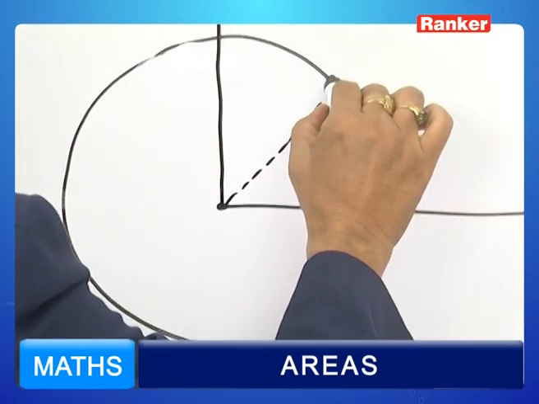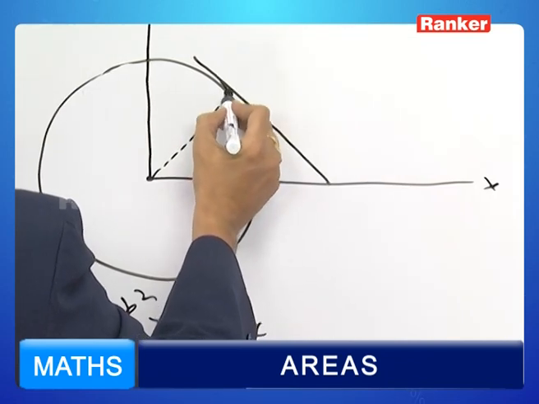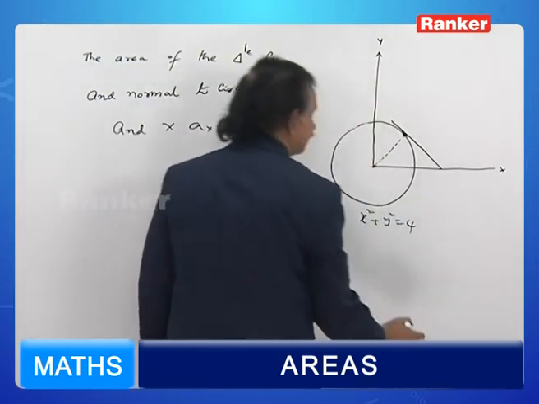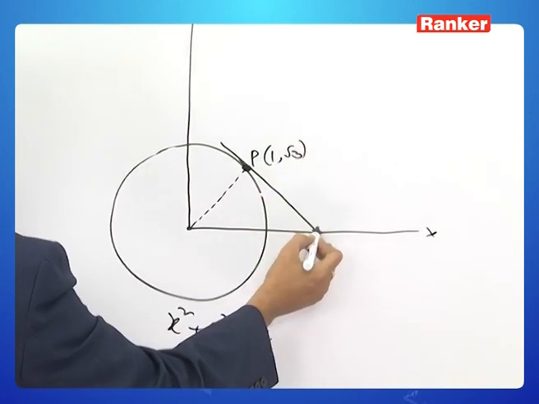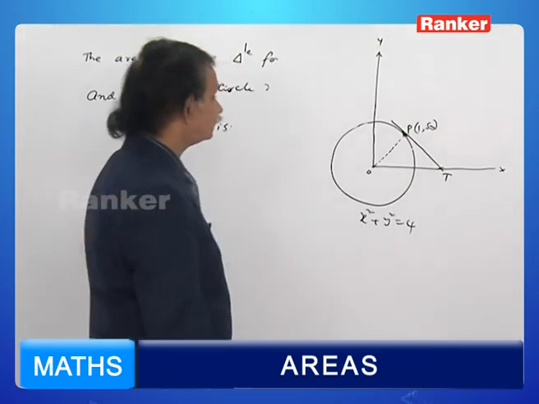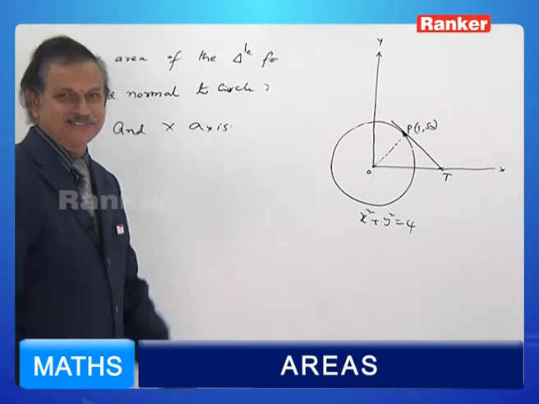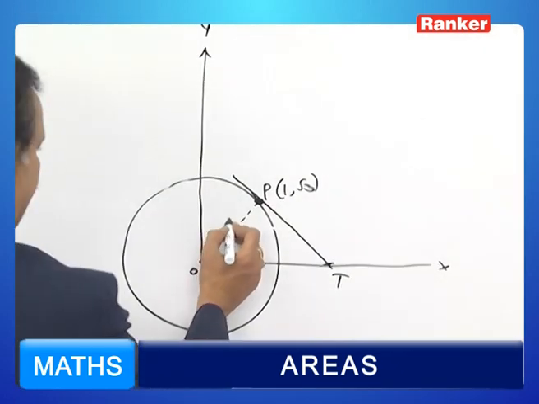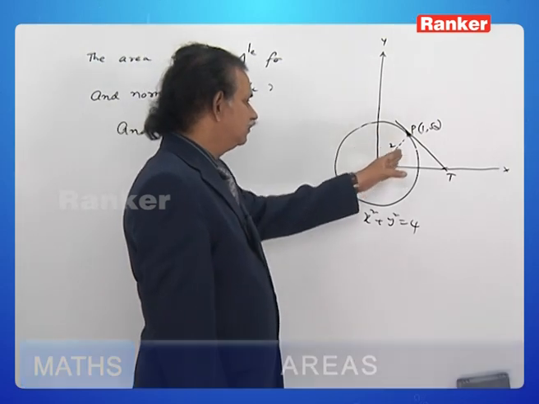A tangent has been drawn. Let this be the given point P, 1 comma root 3, and let this be the point T, let this be the origin. From the diagram, PT is the tangent and OP is the normal, isn't it? OP is just nothing but the radius, of course. What is the radius? It is 2 units.